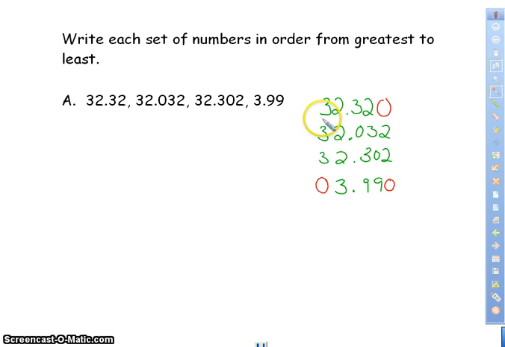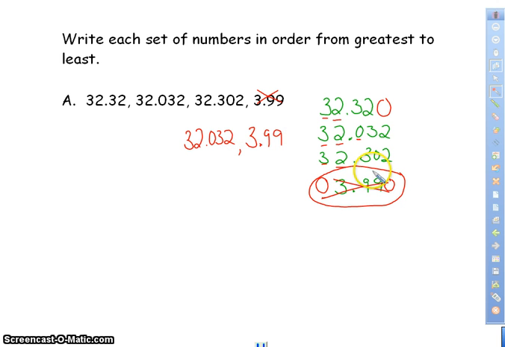Okay, first number I'm comparing, I have a 3, a 3, a 3, and a 0. Immediately, I know that this is going to be my smallest number. So since I'm going from greatest to least, I'm putting it all the way at the end. Okay, so I've already used this number up. I got it out of my list. Now I have a 2, a 2, and a 2, so those are all the same again. Then 3, 0, 3. Now this 0 is my flag. This is smaller than these two numbers. So I'm going to go ahead and use that. So 32 and 32 thousandths is my next smallest number.